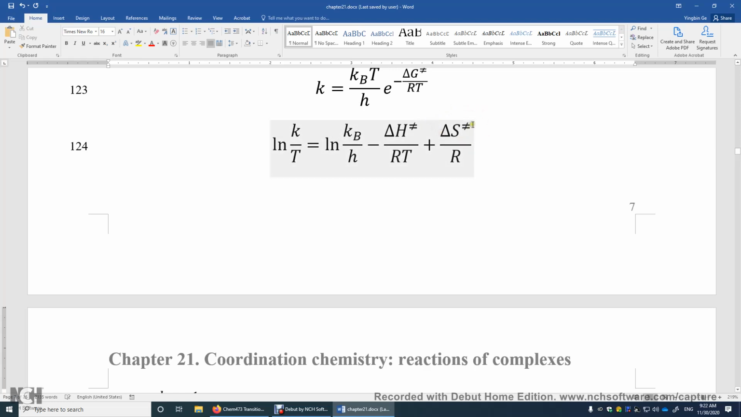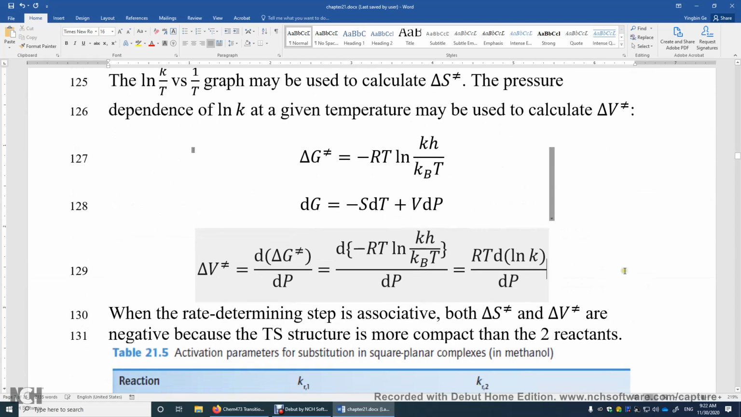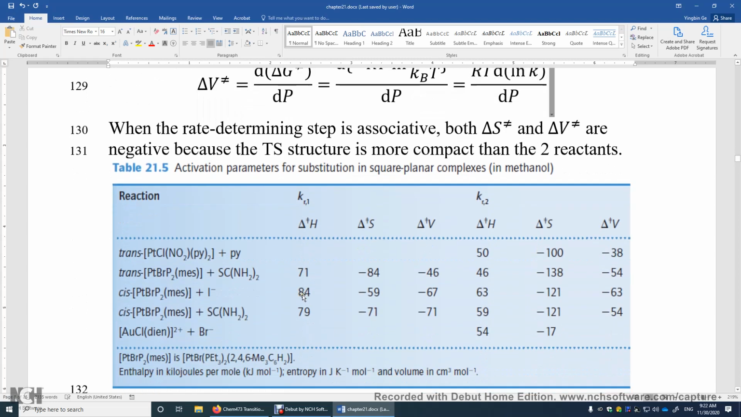It's possible to determine delta S double dagger. Over here, this is more straightforward. You plot LNK over P, get the slope, multiply by RT, and you get delta V double dagger. But anyway, you can get both. If they are negative, the rate limiting step is associative. This mechanism is associatively activated.